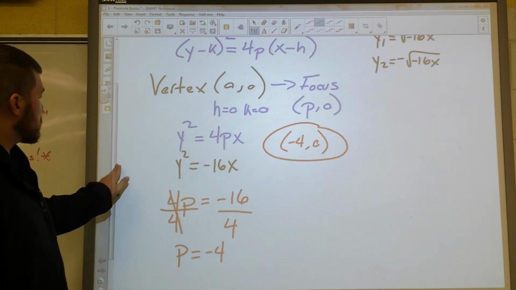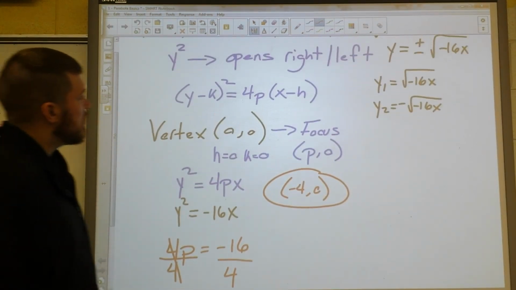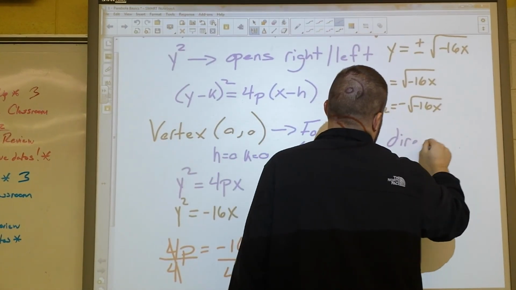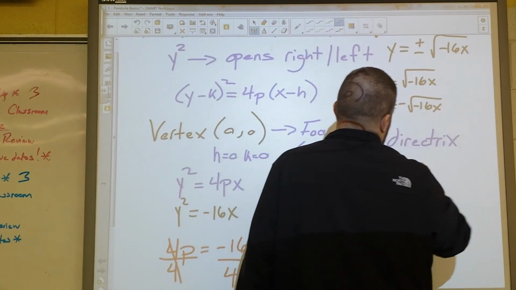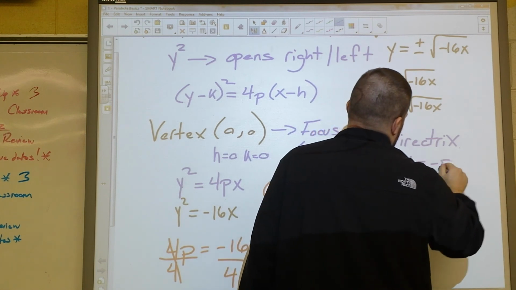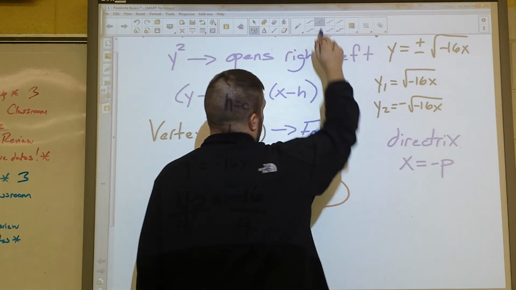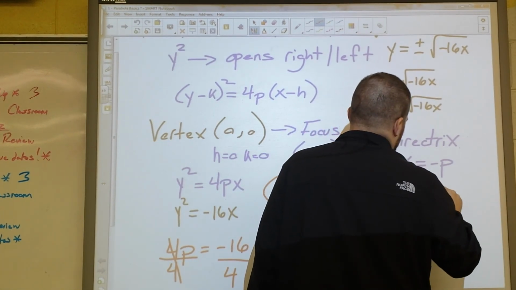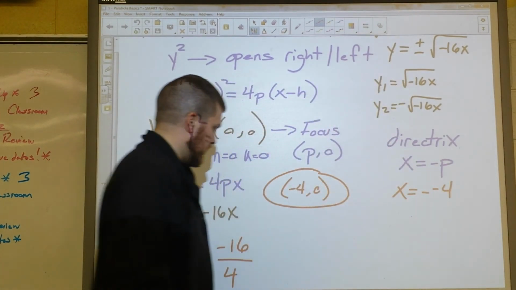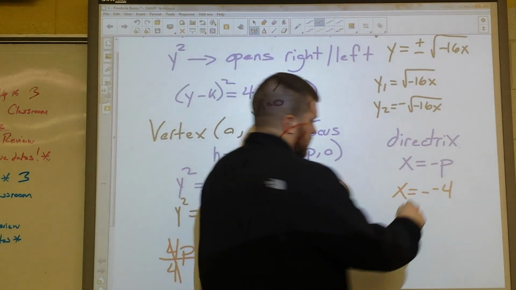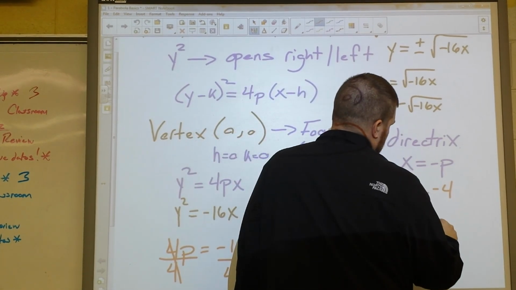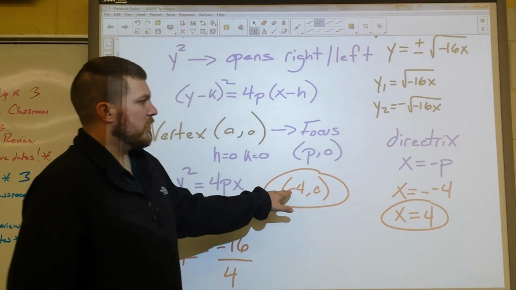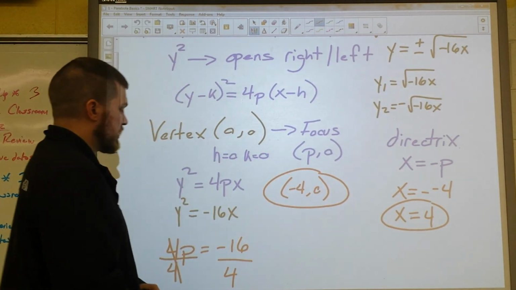We also know that since it's a right-left parabola, the directrix is at x equals negative p. So for this problem, the equation is x equals negative of negative 4, because p was negative 4. Cleaning this up, the directrix has the equation x equals positive 4. So I've identified the focus and the directrix for this particular parabola.